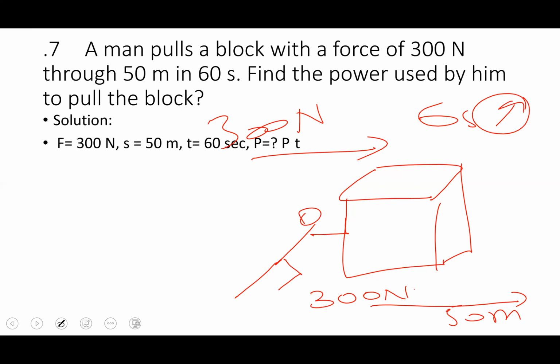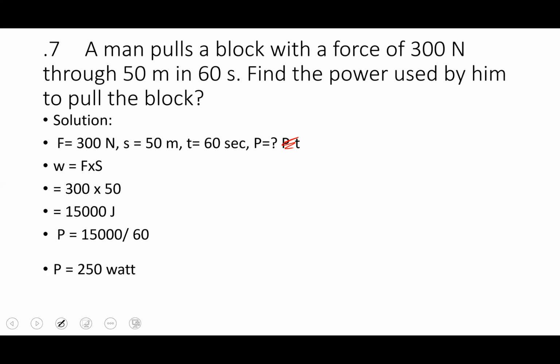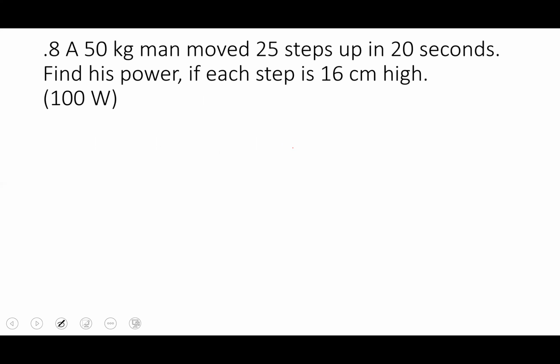So the solution is, we have the force, we have the displacement, which is 50 meter, time is 60 seconds, and the power we have to calculate. And we have the formula for work, which is F into S, putting the values 300 into 50, so it is 15,000 joule. So divided by time, which is 60 seconds, we have 250 watts.